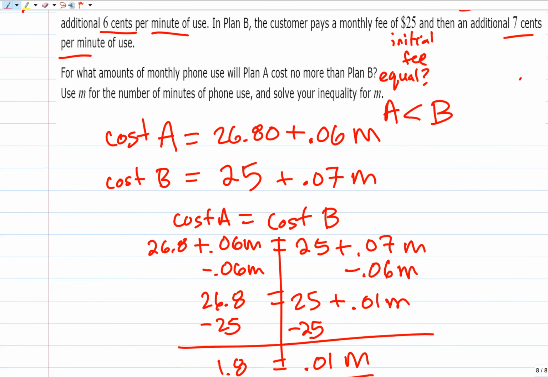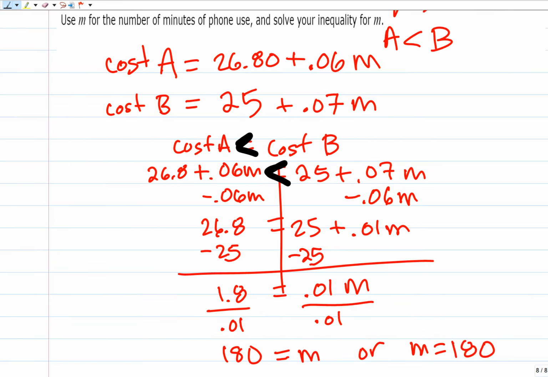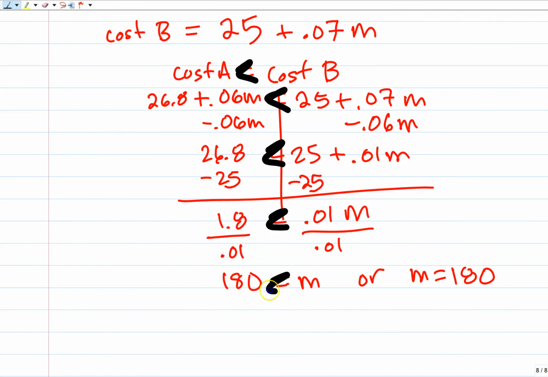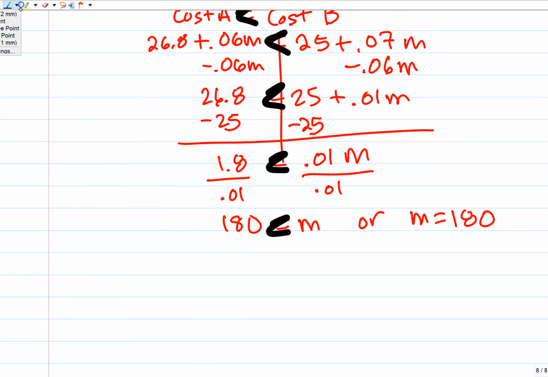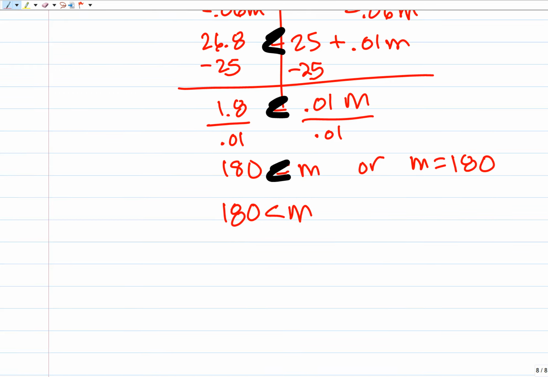Well, instead of equal, down here, I would have changed this to a less than, and going down, less than, less than. So when is plan A better? Sorry, when 180 is less than the minutes, then we like plan A.